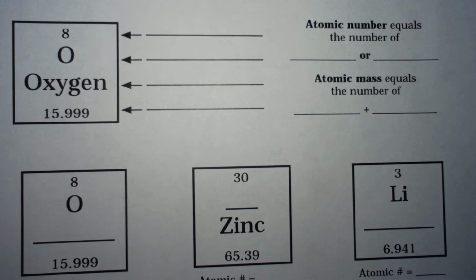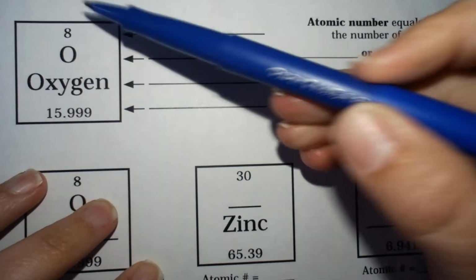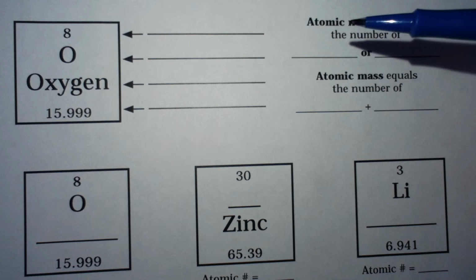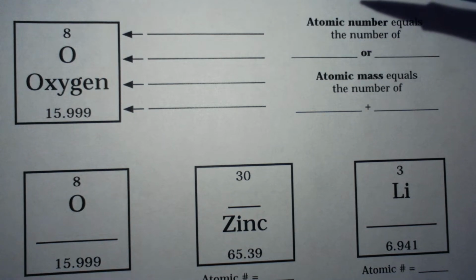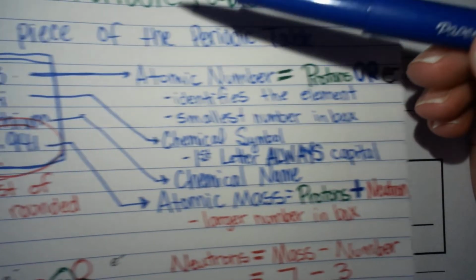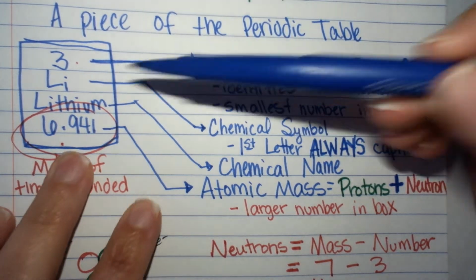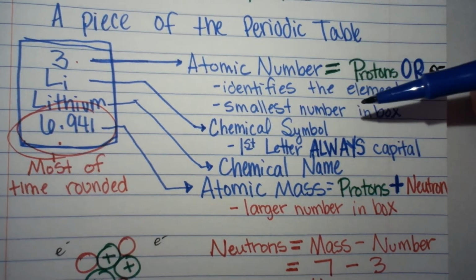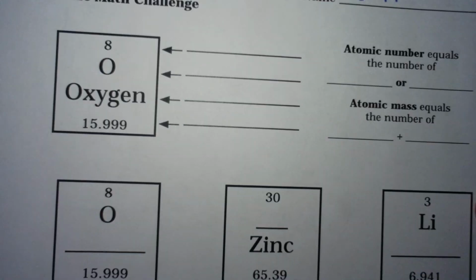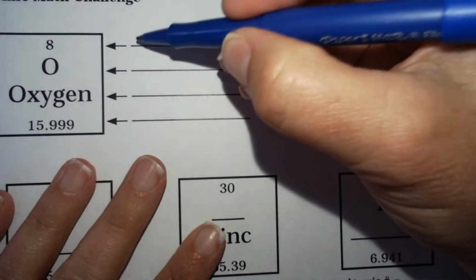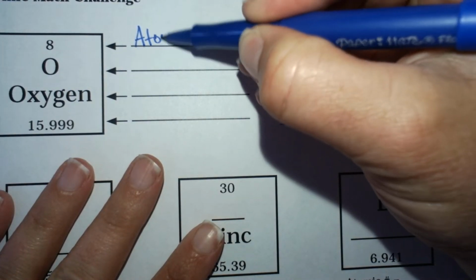Today starts with just this box of the periodic table, just like we had in our notes. So if we go back to our notes and look at what we drew, the atomic number is the smaller number in the box. So that is what we're going to label this first one here.